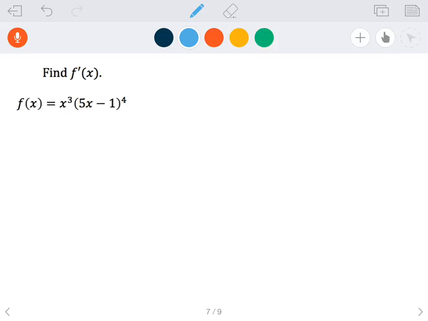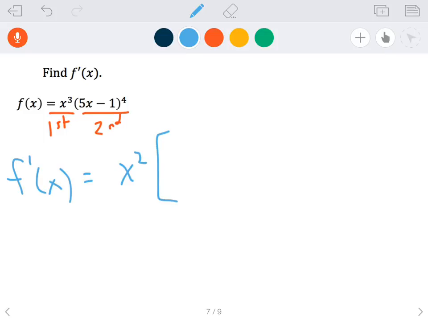We can use the chain rule in combination with other rules. We can do product rule, we can do quotient rule in addition to the chain rule. So on this one, what I see is I have a first, and I have a second, but my second is going to need a chain rule because I have a function inside a function. 5x to the minus 1 will be my inside, and then my outside is that function raised to the fourth power. And so if I start following my chain rule, f prime of x is equal to the first times the derivative of the second.